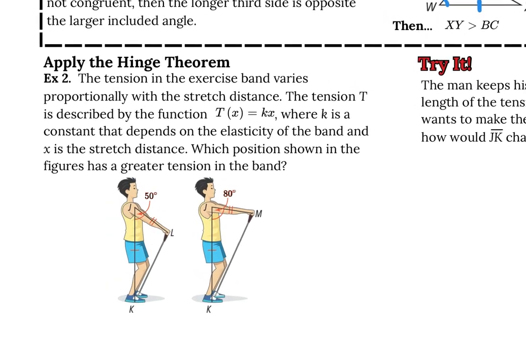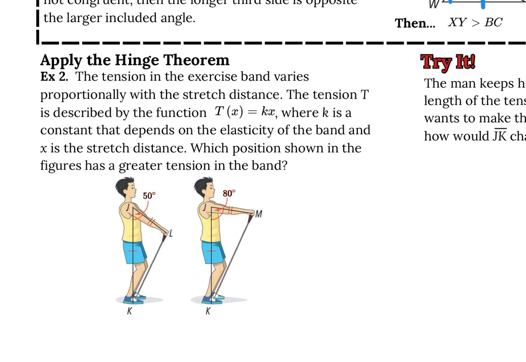All right, applying the hinge theorem. The tension in the exercise band varies proportionally with the stretch distance. The tension T is described by the function T(X) = KX, where K is a constant that depends on the elasticity of the band and X is the stretch distance. Which position shown in the figures has a greater tension in the band?